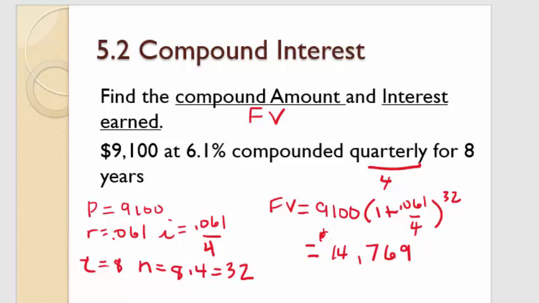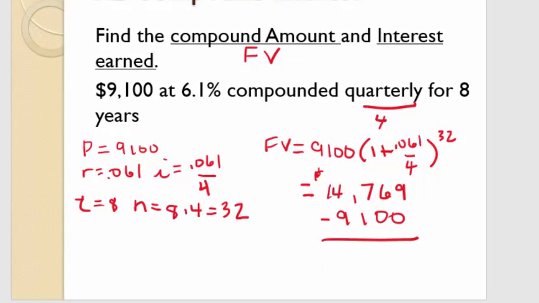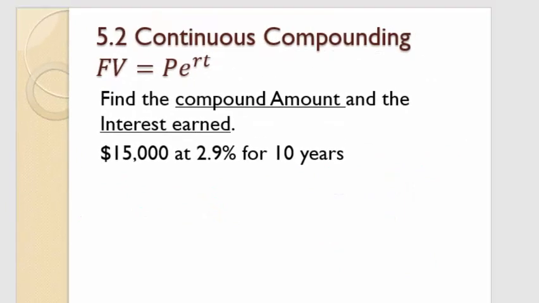$14,769. The interest earned then at the end of that term is going to be the $14,769 minus the initial investment of $9,100. So the amount of interest that you have earned over 8 years is $5,669.90. The next thing we're going to look at is continuous compounding.